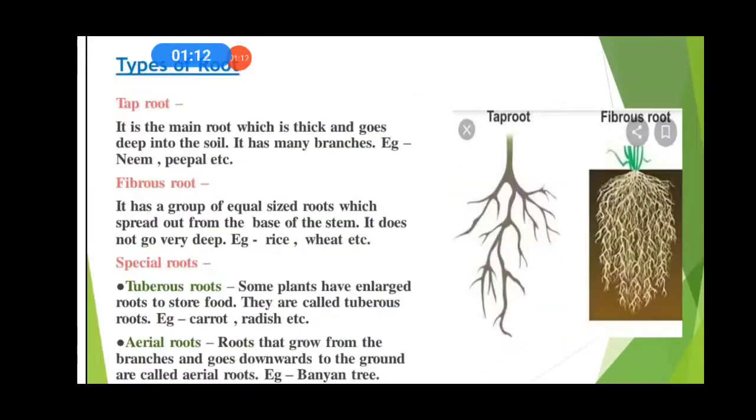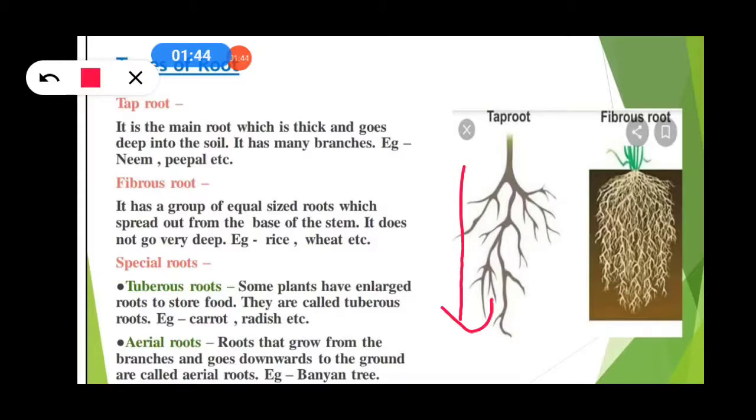Okay. Now, types of root. There are mainly two types of root, taproot and fibrous root. Taproot is the main root which is thick and grows deep into the ground. This is taproot. Okay, it has many branches. See in the picture, it has many branches. Examples are neem, peepal, mango, etc.